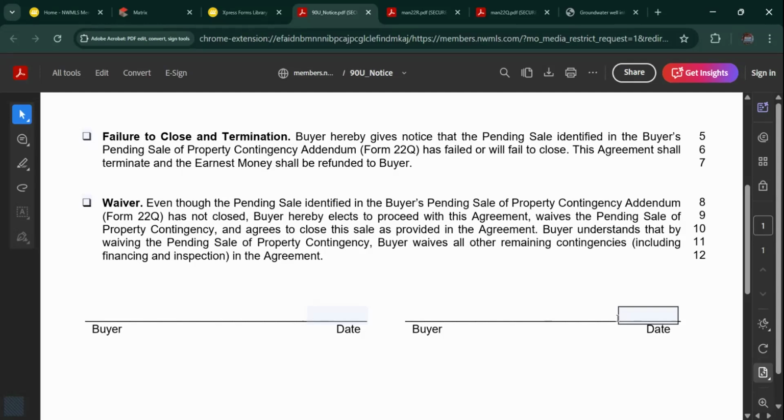Even though the pending sale identified in buyer's pending sale of property contingency addendum form 22Q has not closed, buyer hereby elects to proceed with this agreement, waives the pending sale of property contingency, and agrees to close this sale as provided in the agreement. Buyer understands that by waiving the pending sale of property contingency, buyer waives all other remaining contingencies, including financing and inspection in the agreement. Why do they do this? Why would the attorneys put something like this into the language?